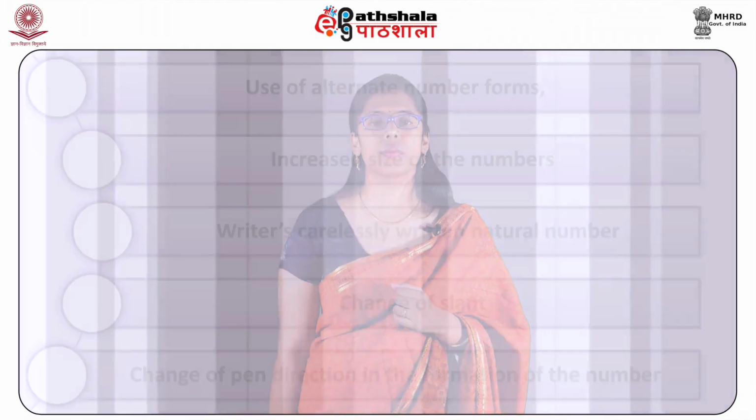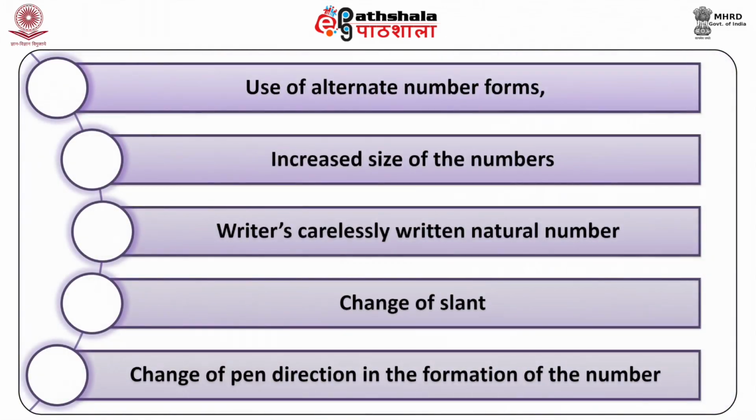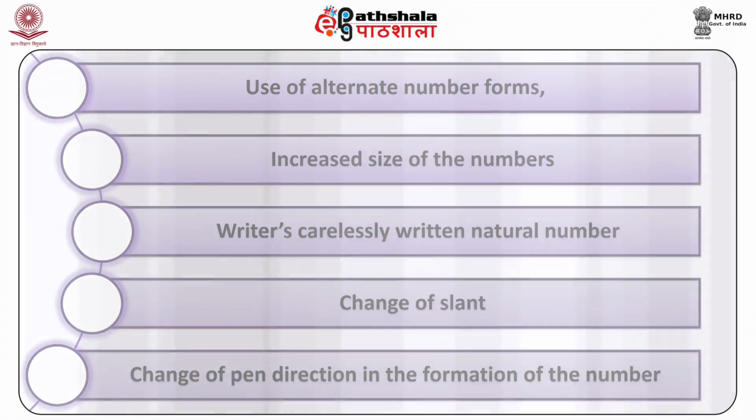Kelly researched the preferred method of disguising numbers by 200 writers. The participants were instructed not to use their off hand to change the writing instrument. The methods of disguise listed in order of preference are use of alternate number forms, increased size of numbers, formal version of writers carelessly returning to natural letters, change of slant, and change of pen direction in formation of numbers.